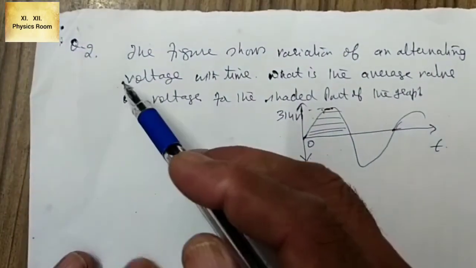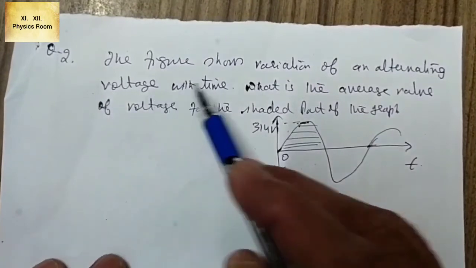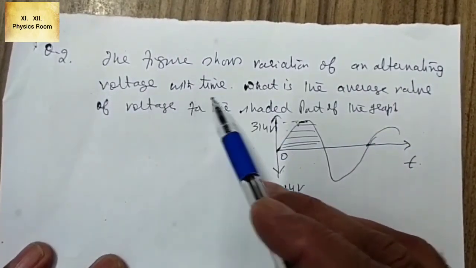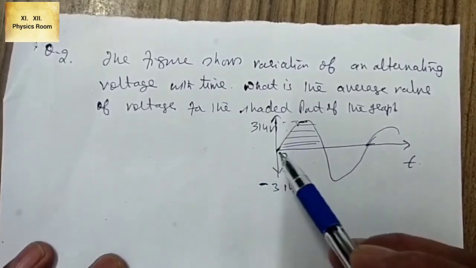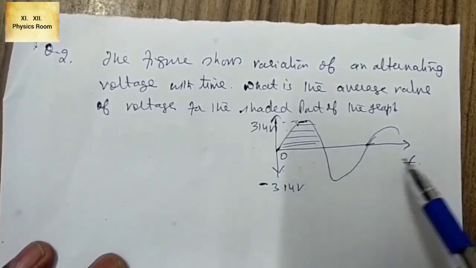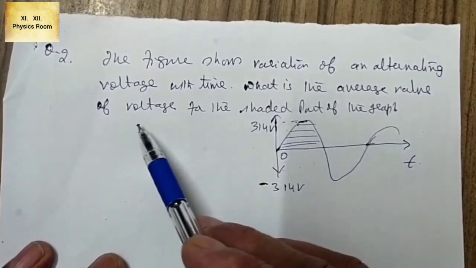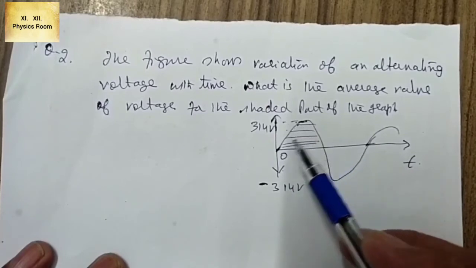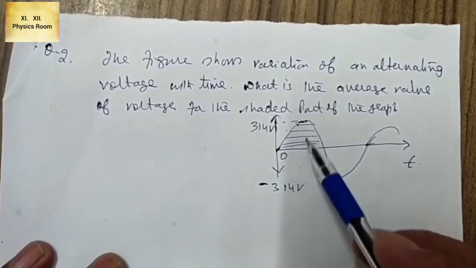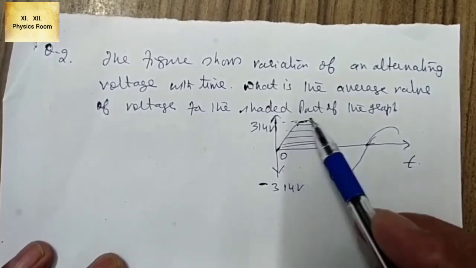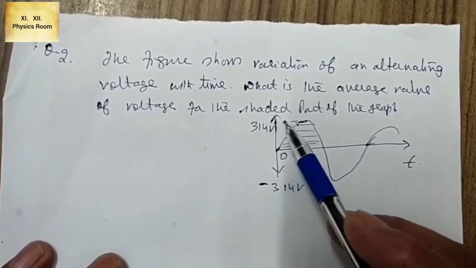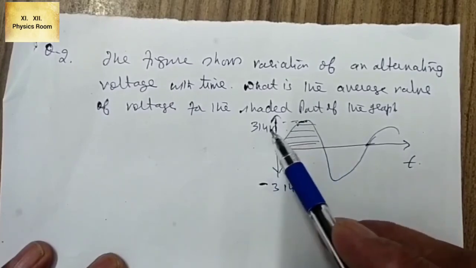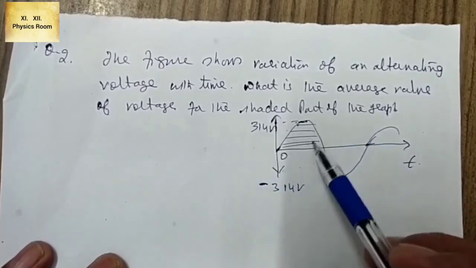Second question, question number 2. The figure shows the variation of an alternating voltage with time. This figure shows voltage with time. What is the average value of voltage for the shaded part of the graph? This is the shaded part of the graph, half cycle. You have to calculate the average value for the shaded graph. This is the peak value, 314 volt. The peak value is 314 volt and you have to calculate the average value of the shaded portion.